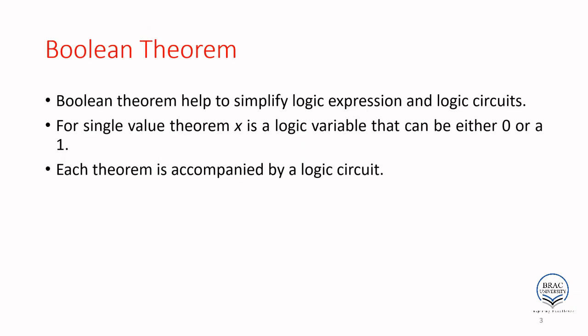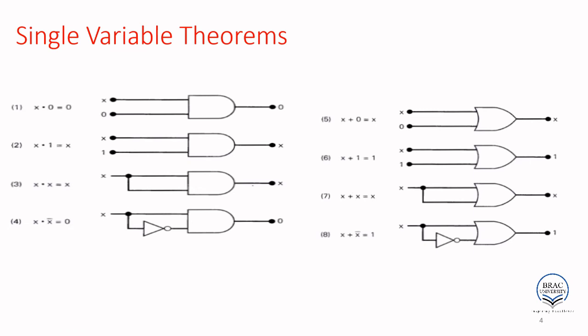Boolean theorem. Boolean theorem helps to simplify logic expression and logic circuits. For single-variable theorem, x is a logic variable that can be either 0 or 1. Each theorem is associated with a logic circuit. This is called single-variable theorem.